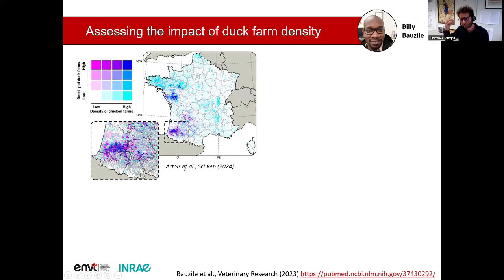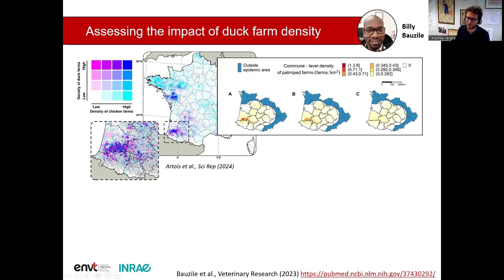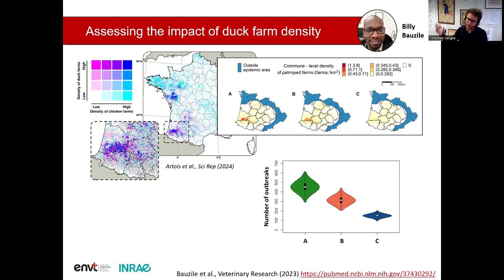And so, because we had identified that the ducks are playing a major role, we defined, and that was the work of Billy Bozil, who was a PhD student in our group a few years ago, different scenarios where the density of duck farms was reduced in the municipalities where the density was the highest. Here scenario A shows the density of the duck farms in each municipality, and that's the real scenario. Then we created what-if scenarios by removing farms from our database randomly in the municipalities with the highest density, and that gave us these other types of distributions. Then we ran simulations of the epidemic in these different what-if scenarios and compared the epidemics by comparing the number of outbreaks occurring during the epidemics.